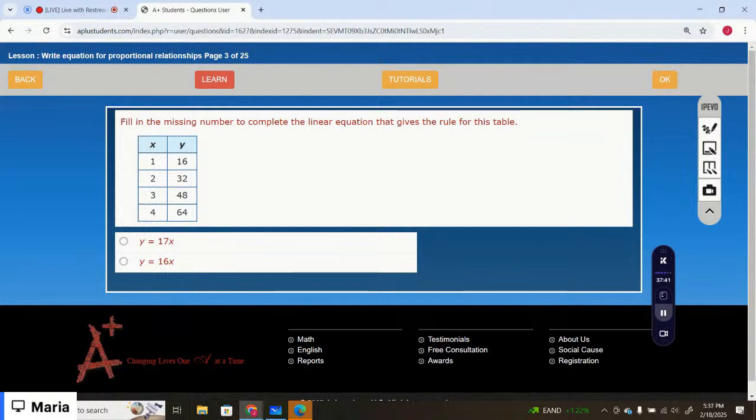Fill in the missing number to complete the linear equation that gives the rule for this table. So which is the correct option? That is y equals 16x. Option number 2 is the correct option.